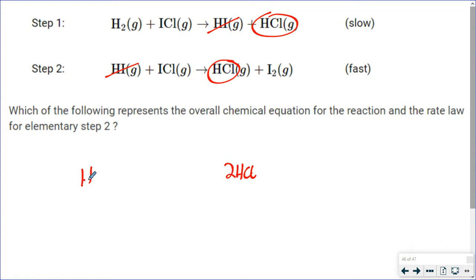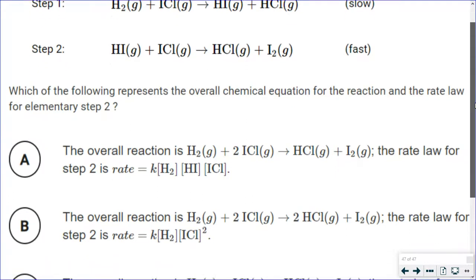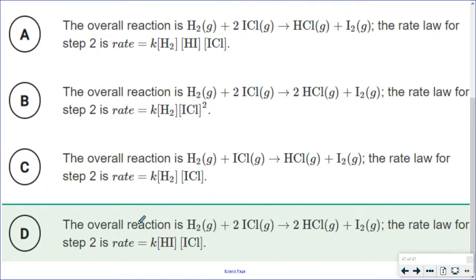So I have H2 on this side plus 2 ICl turns into 2 HCl plus I2. There's my overall reaction. The slow step is your rate determining step, so my rate law would be rate equals K, a constant, times my concentration of H2. You can only do this if you have an elementary step of a mechanism, times concentration of ICl. So that's what you're looking for in your answer. And if we look down, here it is. It's D. And that's it for that particular set of review questions.